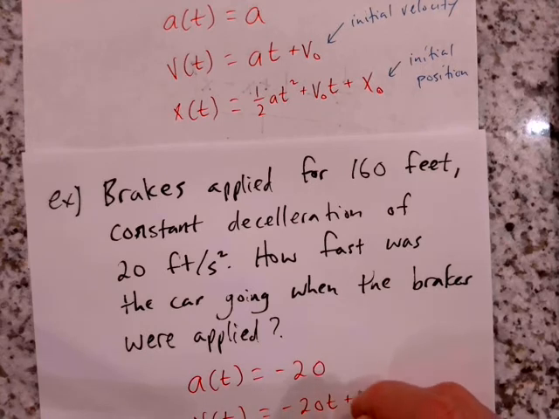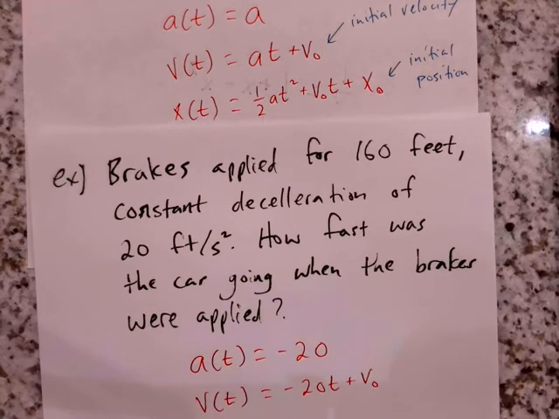Negative 20t plus v naught. We don't know v naught. That is the point of the question. And then we integrate that to find x of t: negative 10t squared plus v naught t plus x naught.